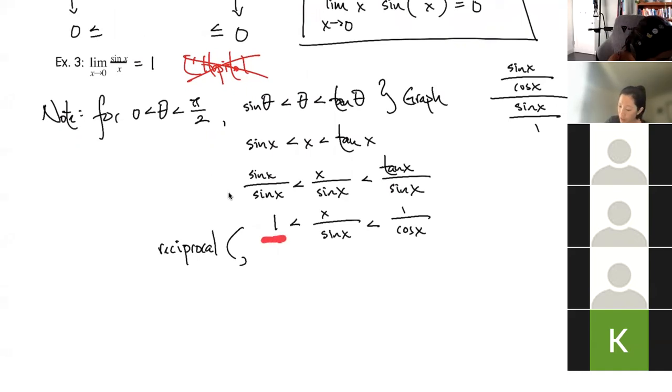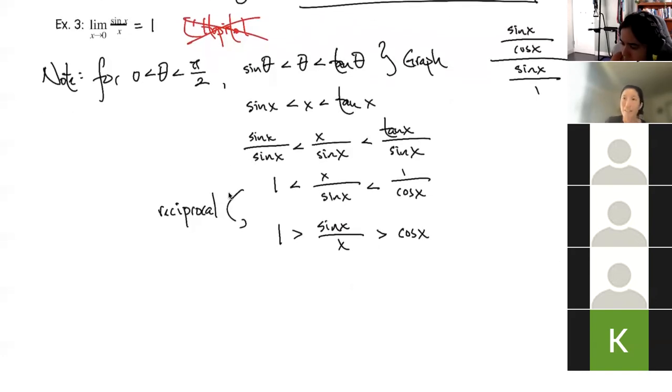So let's start with the first term. What's the reciprocal of 1? 1, perfect. Now, when I take the reciprocal though, guess what happens to these? All our inequalities flip. Reciprocal of the middle will give us sine x over x. Reciprocal of the last one, what does that give us? Cosine x, good.